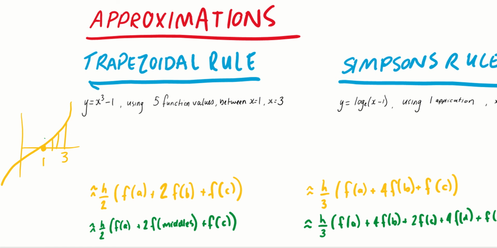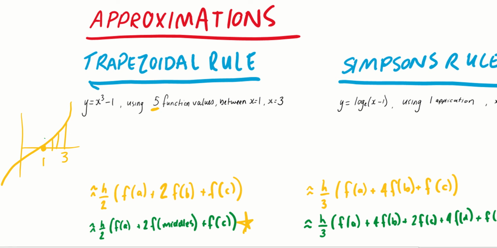Now, what I have here are my two formulas. H on 2, f of a plus 2f of b plus f of c. Now, if there's more than 3 values I need to sub in, then I go to the green formula. H on 2 f of a plus 2 f of all the middles plus f of c. So yellow formula for 3 values, green formula for more than 3. Now, the next thing I think about is, okay, they want 5 function values. So they want 5 values. So immediately I'm using my green formula here.